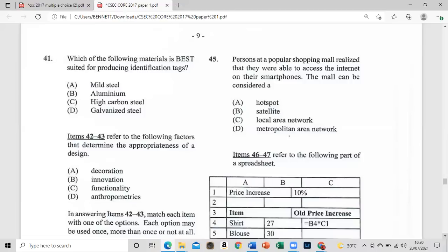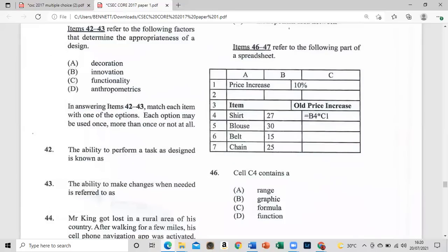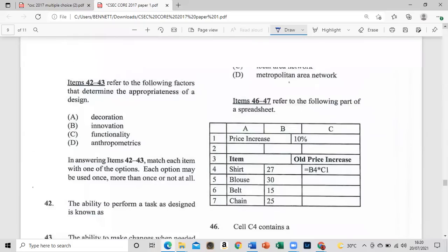And I want you guys to, this one is a little bit tricky. I think, let me see. The answer sheet tells me something. Hold on. Okay, yeah. All right. So we have to check, that one is a little bit tricky. Items 42 and 43 refer to the following factors that determine the appropriateness of a design. So basically, we just have to meet it, right? So the same answers, we have to pick 1 for 42 and 1 for 43. All right, so 42 first.